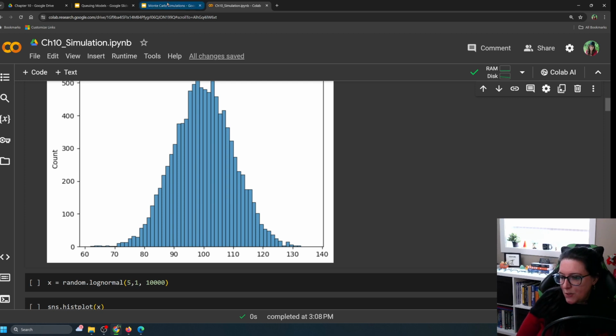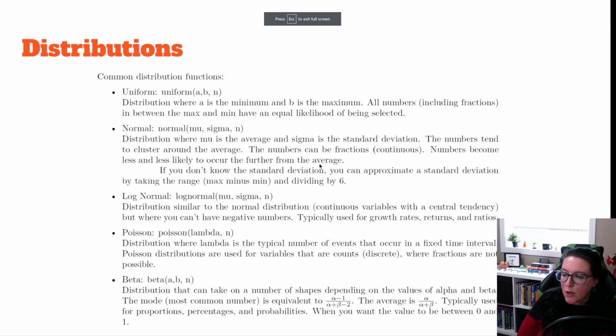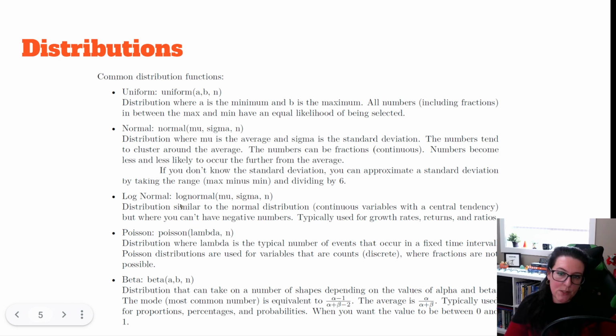All right, next distribution. Our next distribution is the log normal. This distribution is similar to the normal distribution, so it's going to be a continuous variable. All these are continuous so far, with a central tendency. But the difference between a log normal and a normal is that you cannot have negative numbers. So if we, for example, are looking at growth rates, rates of return, ratios, where you can't have a negative number, then you use a log normal.